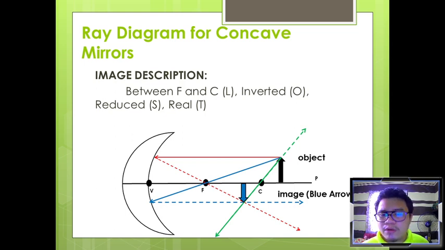Now, next is reduced. So how do we know that it's reduced? We can just make a quick comparison by looking at the relative sizes of the blue arrow and the black arrow in this case.